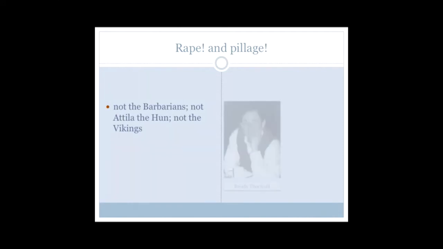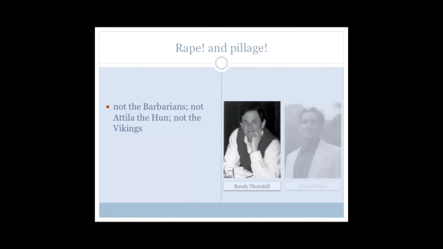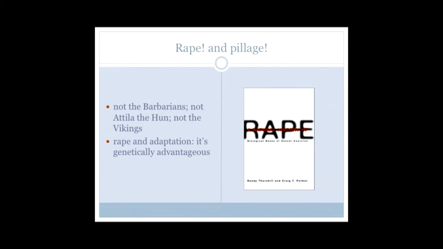We have a look at the unfortunately named Randy Thornhill, or the less esoterically named Craig Palmer, who went on to argue that rape and adaptation were closely connected to each other, and that there was a genetic advantage to rape as a practice, that somehow rape was natural.